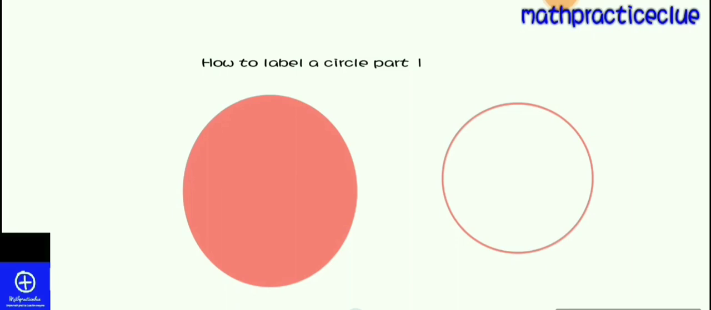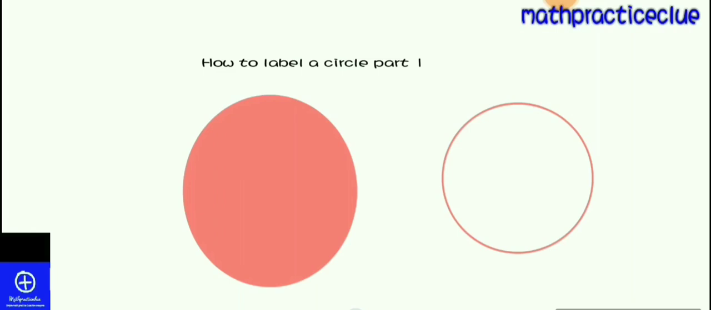Today, my clue will be on how to label a circle. When you want to talk about labeling a circle, you have to consider two things. First is the curved lines, the curves, and the second is the straight line. There's also a third part, the regions, but I'll talk about that in part 2. So now, I'm going straight to the curved lines.